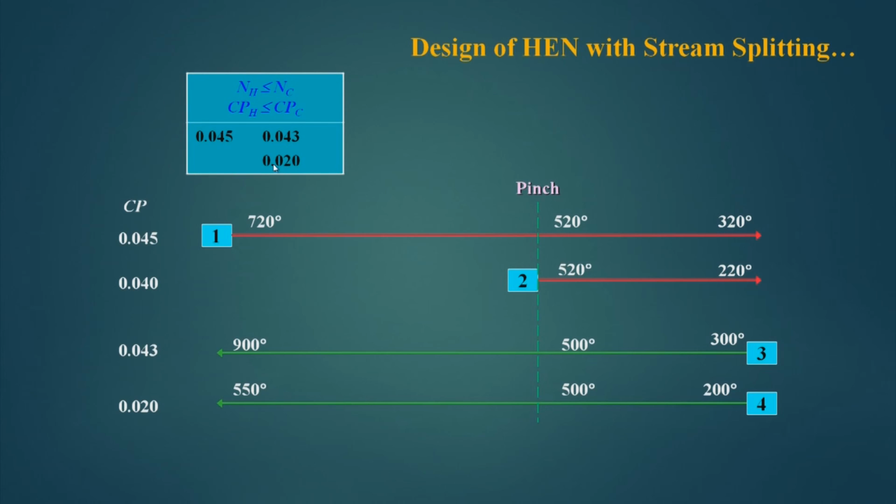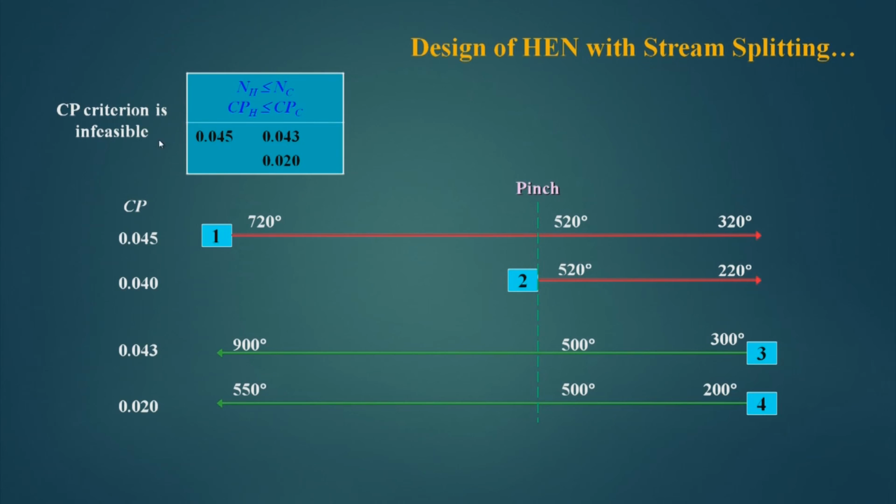Now, this is the table. First we will go for the hot end. Here NC should be greater than or equal to NH. Here NC is 2 and NH is 1, so this is satisfied, but let us take the CP table. CPC should be greater than CPH, but what we find here is that none of these 2 CPs is greater than this. So, we have to go for a splitting.